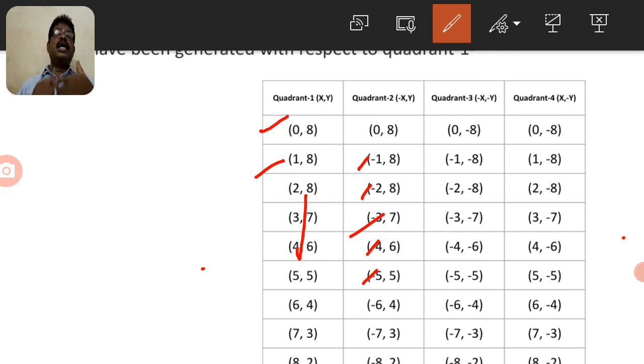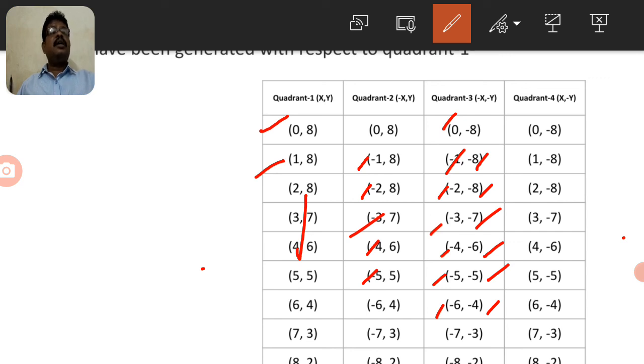Coming to the third quadrant, in the third quadrant, all the x values and the y values both are negative. You can observe both values, because minus 0 is just 0. That's why here we will not put the minus 0. Okay. In the remaining coordinates you can consider everything is the minus value. And the fourth quadrant is nothing but the positive x value and the negative y value. So all the y values are negative, all the x values are positive.